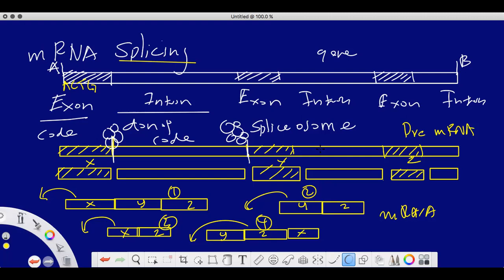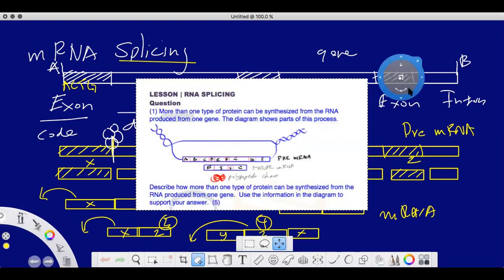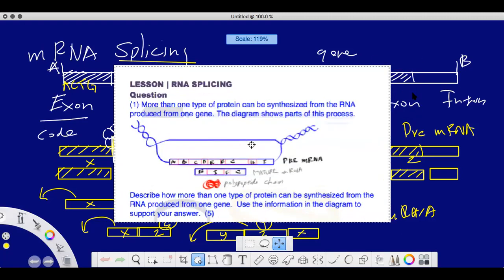Okay, no need to copy this one because this same picture is given in the notes section as a question.